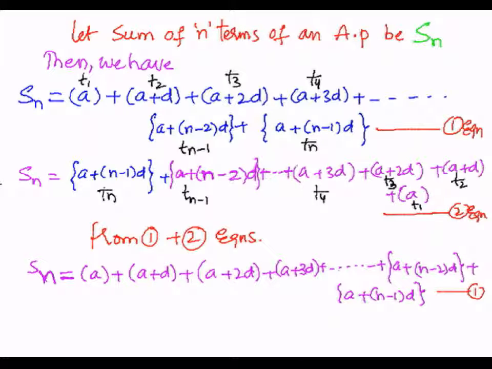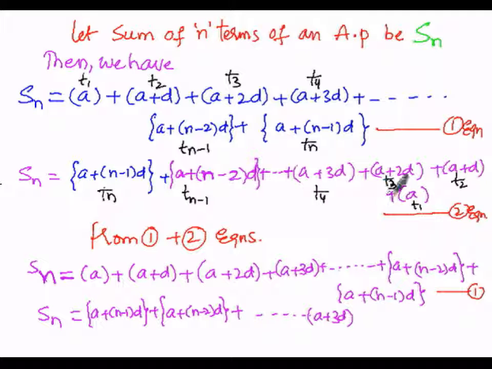Then the next equation is S of n is equal to, this is the second equation, where the first term is a plus n minus 1 into d, plus the next term a plus n minus 2 into d, plus dash dash. Here the last term is a plus 3d, the fourth term, then the third term a plus 2d, then the second term a plus 1d, then the first term a, which is nothing but the second equation.